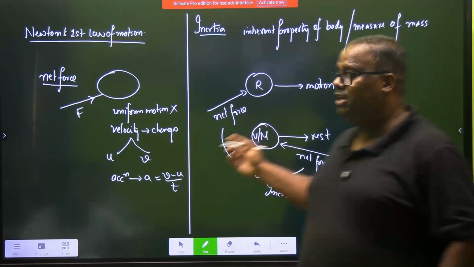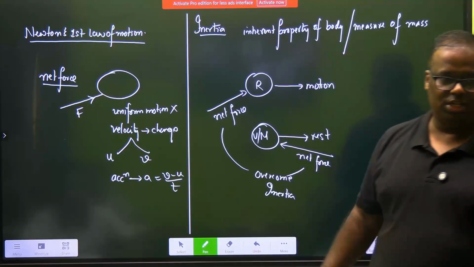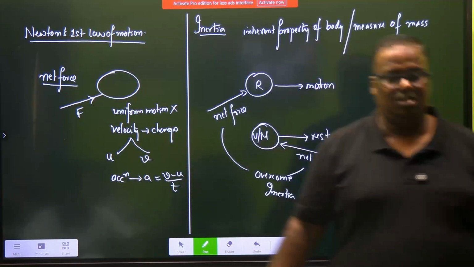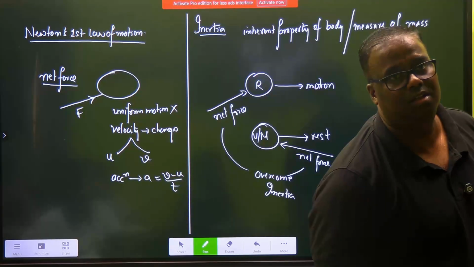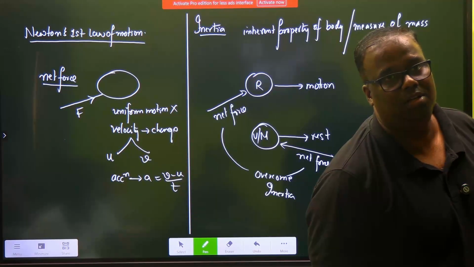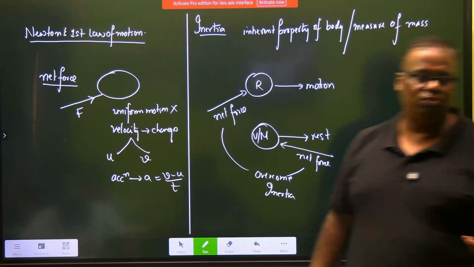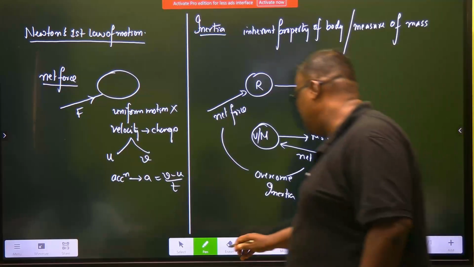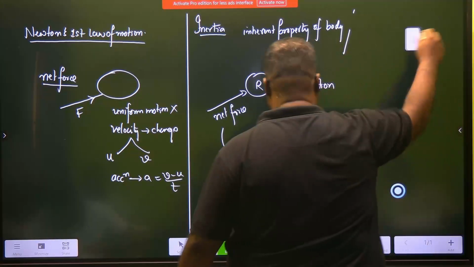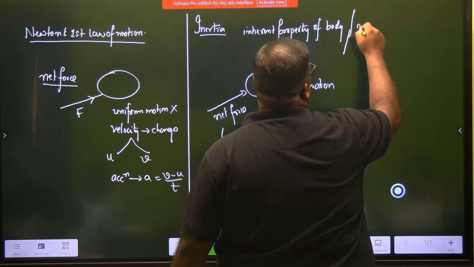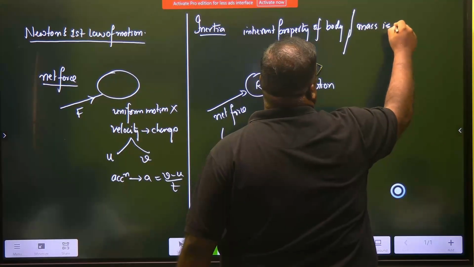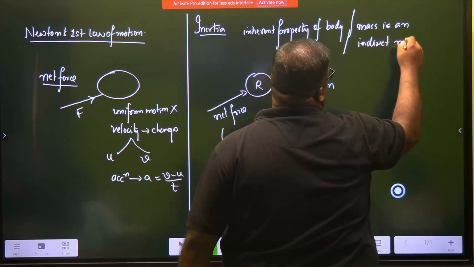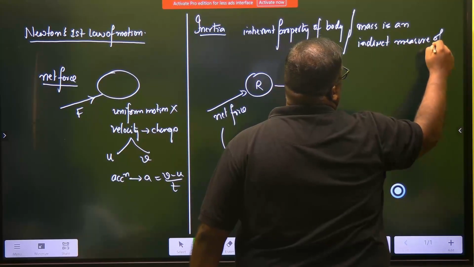So as I was saying, the net force is required to overcome the inertia. And we don't measure mass. Mass is a measure of the inertia of a body, an inherent property. Rather, I would write it in reverse order, it makes more sense. I would say mass is an indirect measure of the inertia of a body.